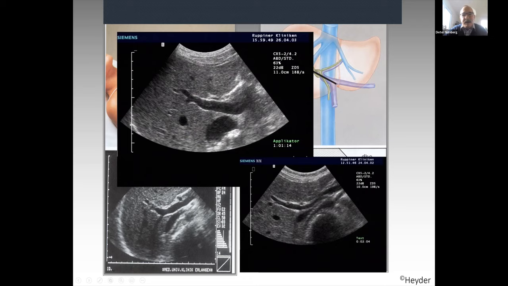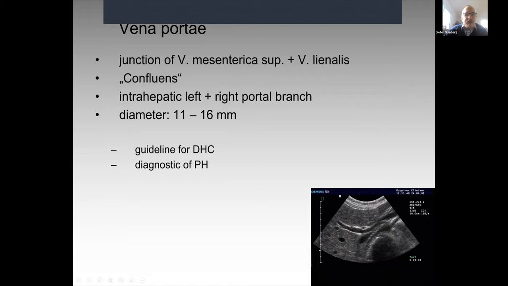It's a little bit longer here, and you can see the cross here between them. That is the hepatic artery. We can see two branches here, and that is the portal vein. If you follow, or if you come from there, that is the splenic vein. It goes to the confluence, it goes together with the mesenteric vein, and then here that is the start of the portal vein into the hilum of the liver. It's a junction of the vena mesenterica superior and vena lienalis. The splenic vein and the mesenteric vein go together in the confluence.